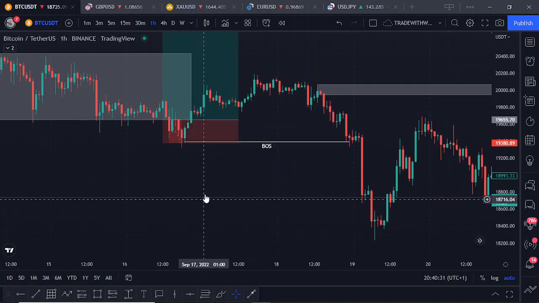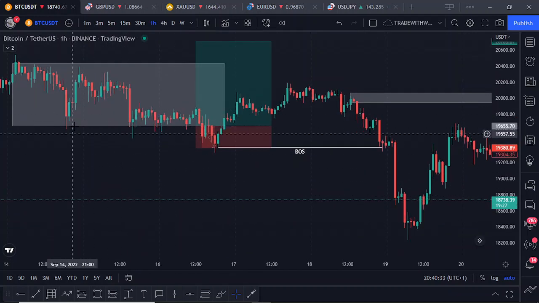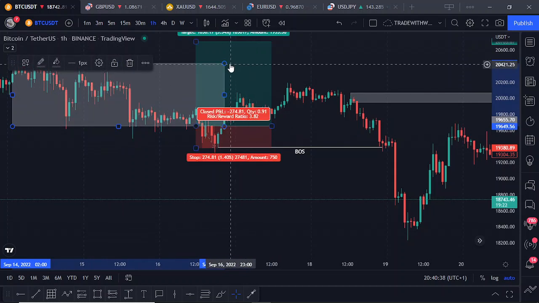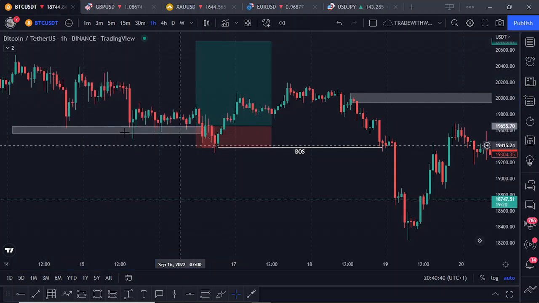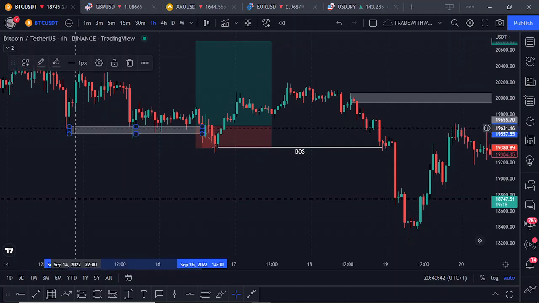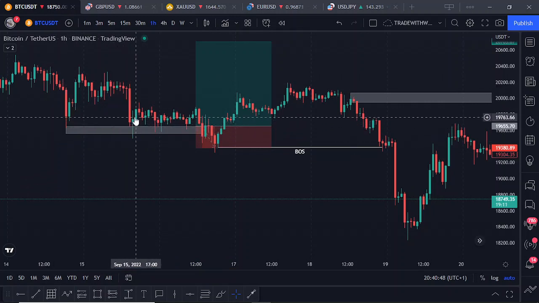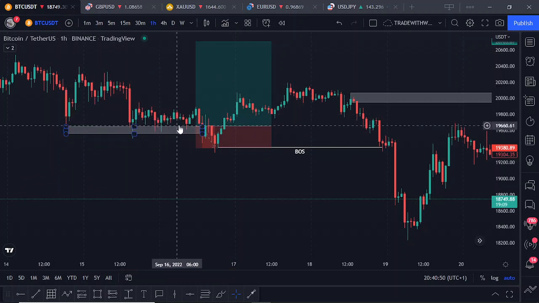So you can see there's a support here. Let me just draw out the support alone. Now you can see there's a support over here. And what is happening here? There's a lot of buyers here. A lot of people are buying. You can see that. So there's a lot of money here.